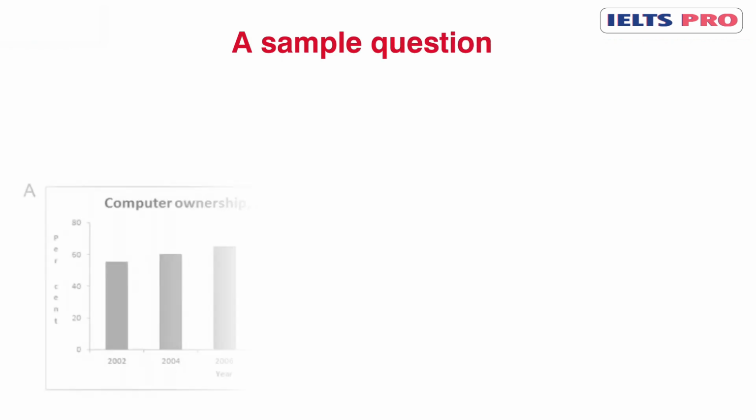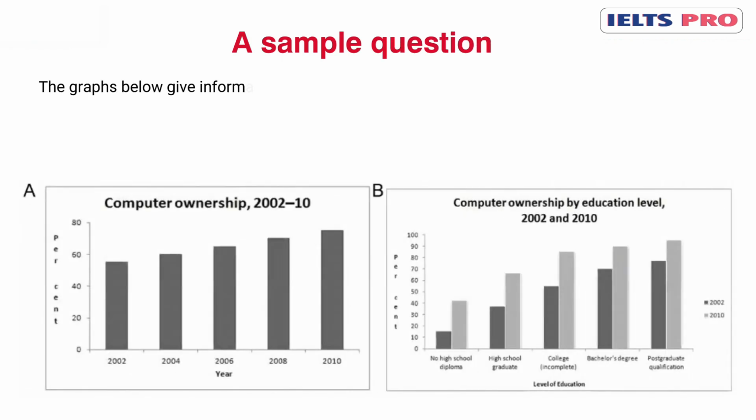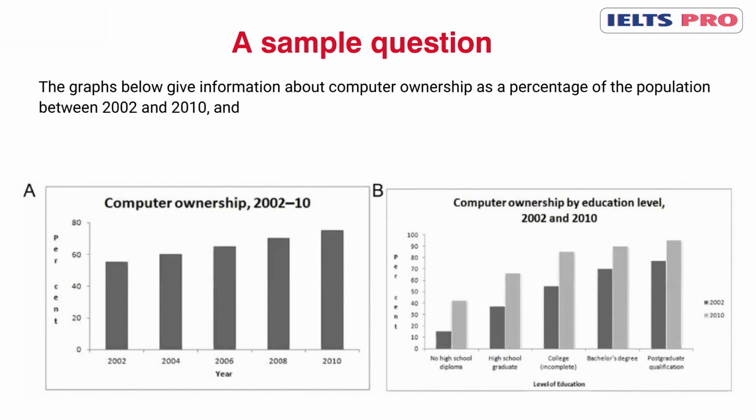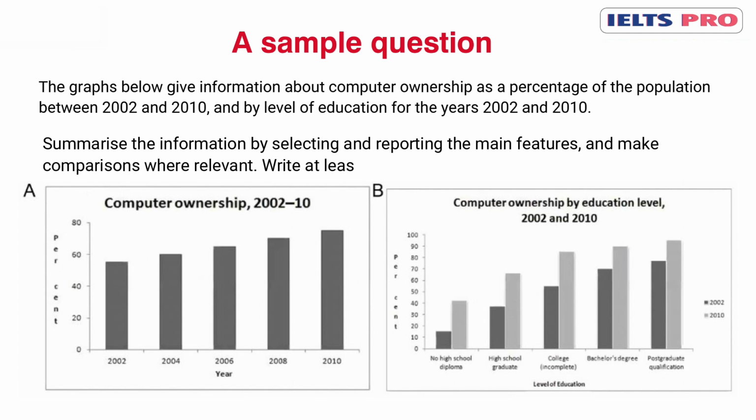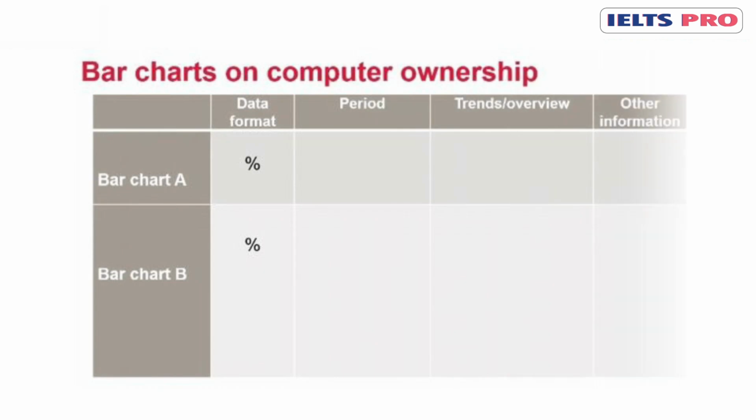A sample question. The graphs below give information about computer ownership as a percentage of the population between 2002 and 2010, and by level of education for the years 2002 and 2010. Summarize the information by selecting and reporting the main features, and make comparisons where relevant. Write at least 150 words. Bar charts on computer ownership.